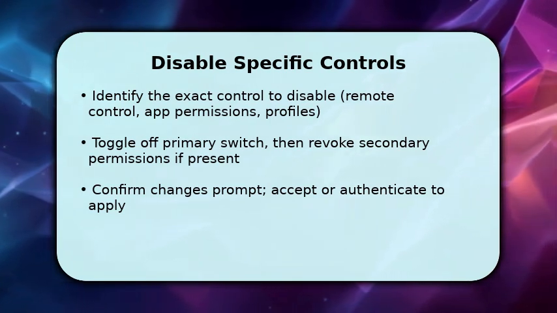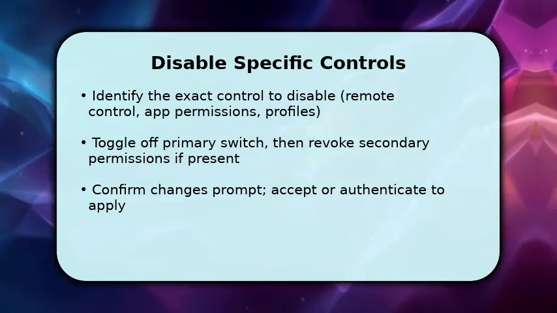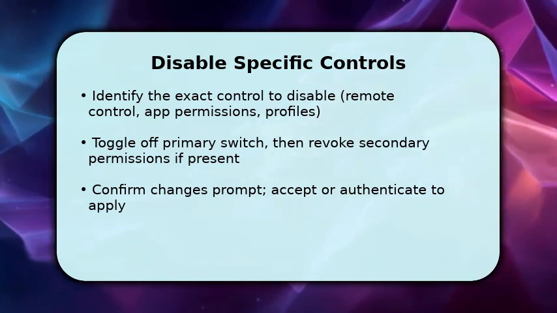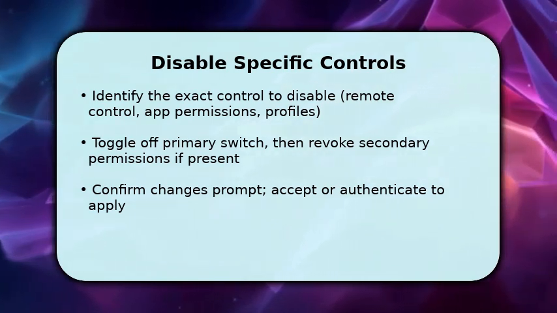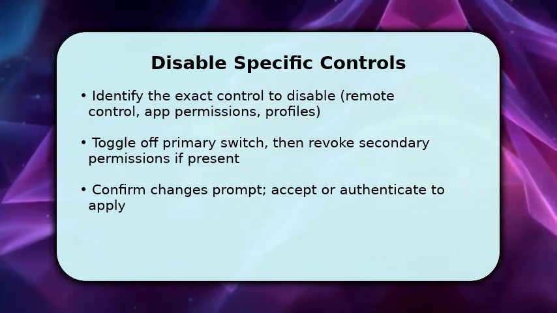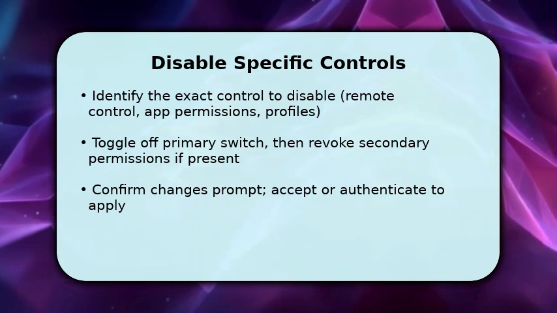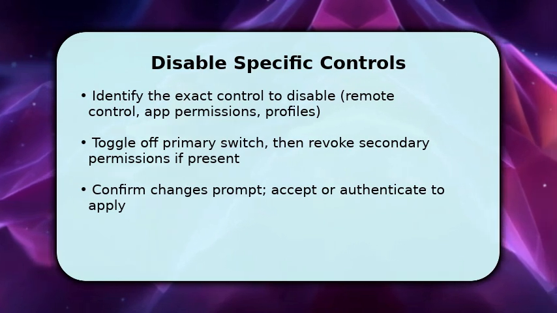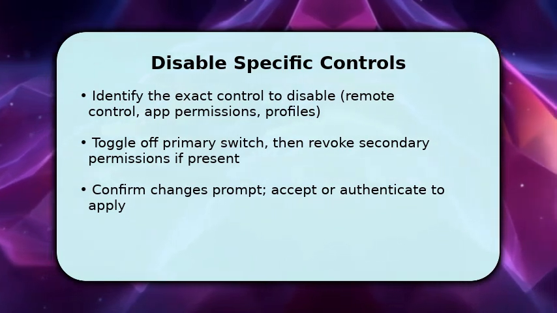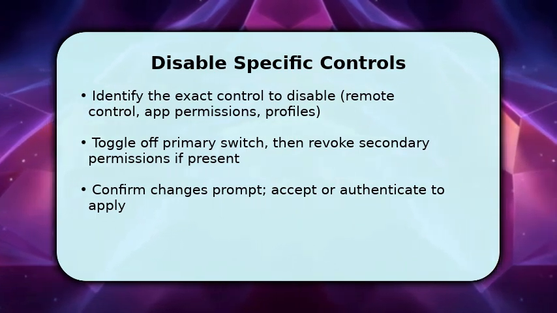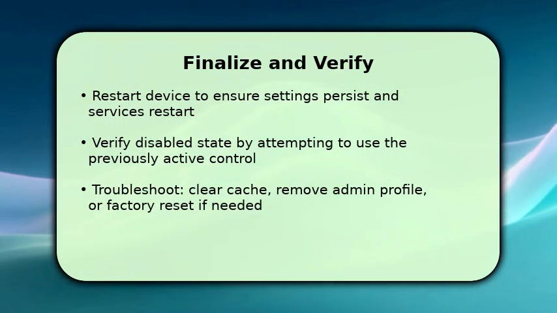First, toggle off the primary switch to stop active control, then revoke any listed app permissions or device profiles to prevent automatic reactivation. If there's a confirmation prompt, authenticate with your PIN or biometrics. This is normal. Once you've toggled and revoked, wait a few seconds and verify the primary status indicator shows inactive before moving on. Finish by restarting the device so the operating system fully applies the new settings.